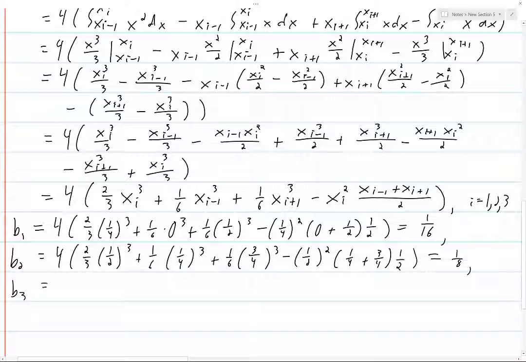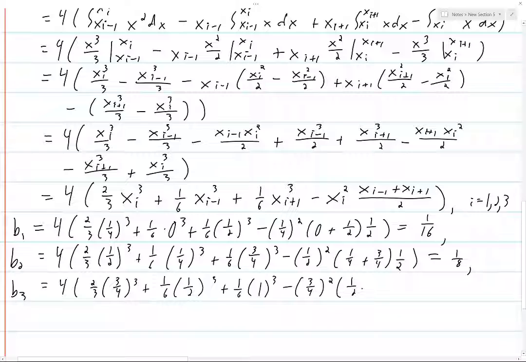Then B3, this is going to be 4 2/3. And now we have i equals 3, so xi equals x3, which is 3/4. Xi minus 1 is x2, which is 1/2. And xi plus 1 is x4, which is 1. And if we do this, you'll get 3 over 16. So you get 1 over 16, 2 over 16, 3 over 16.